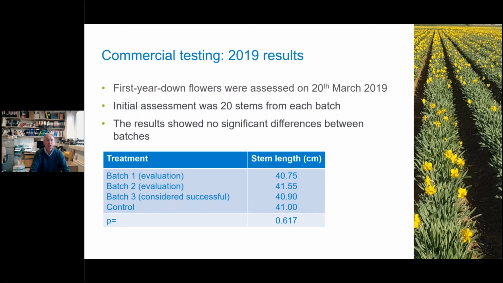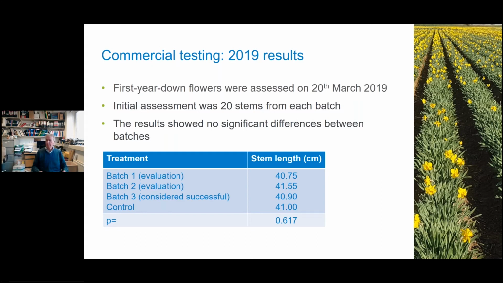So we went back in spring 2019 to assess the first year flowers, and that was done on the 20th of March. This was really just a look-see. So we took just 20 stems from each batch, and really we're just looking at stem length and any physiological damage. And basically the results showed there was no significant differences between the batches.